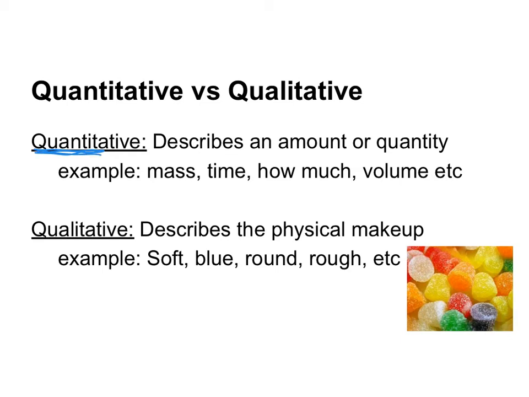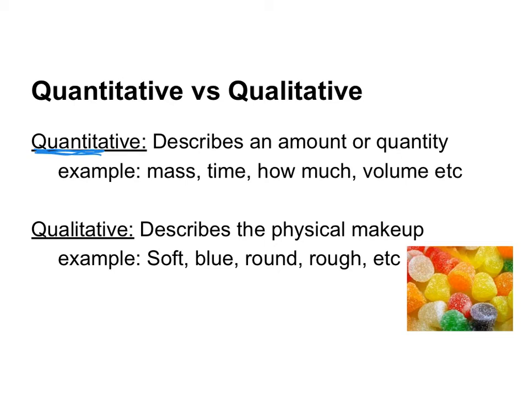So this is going to be any sort of amount or quantity. Typically, these are going to be measurements of some kind. So the mass of something, the time that something takes, how much of something I have, or how many, the volume of something that I'm looking at. This is any numerical data.